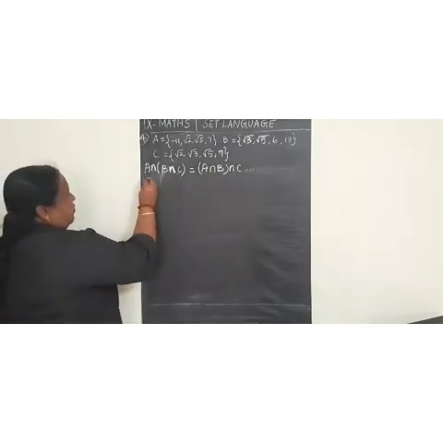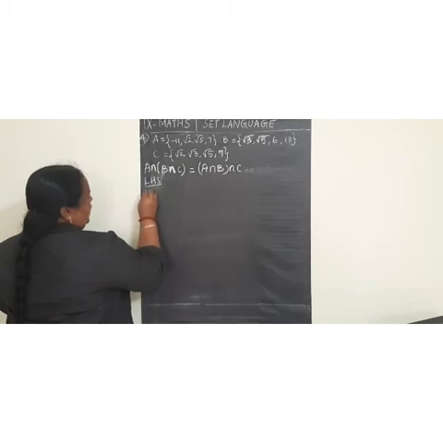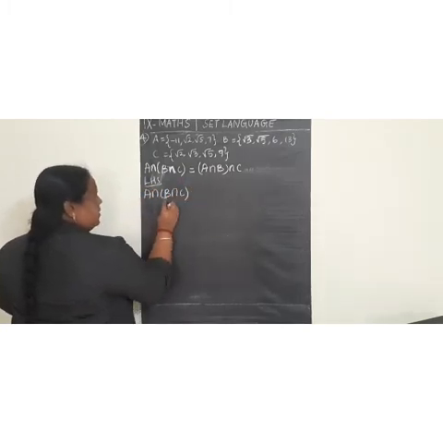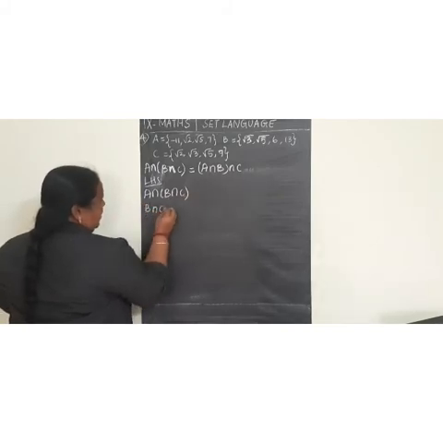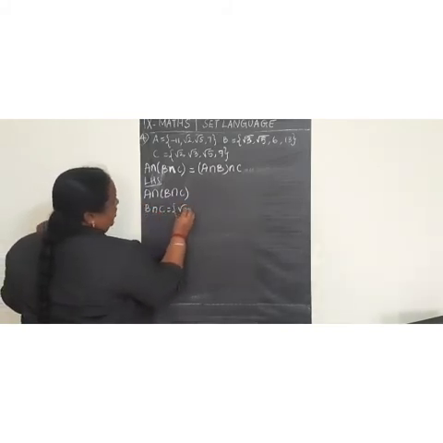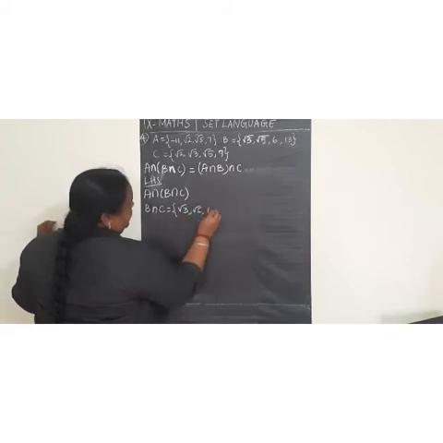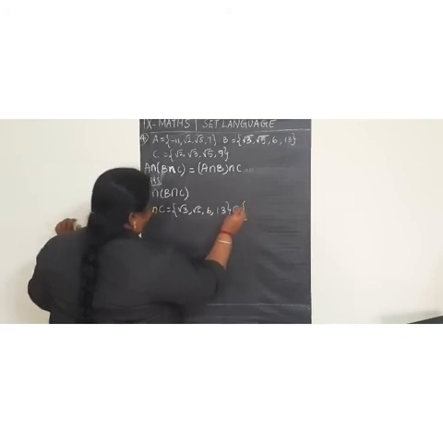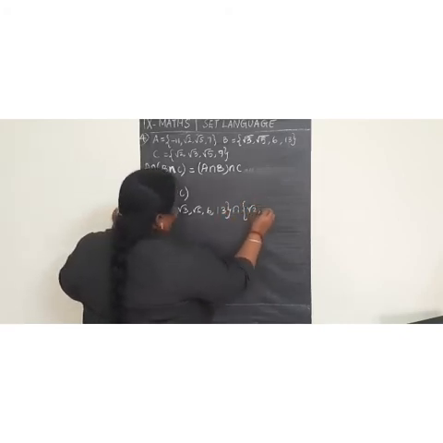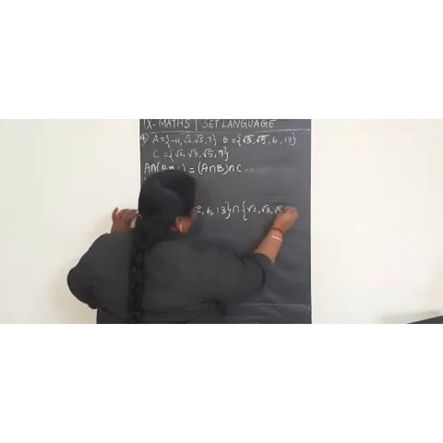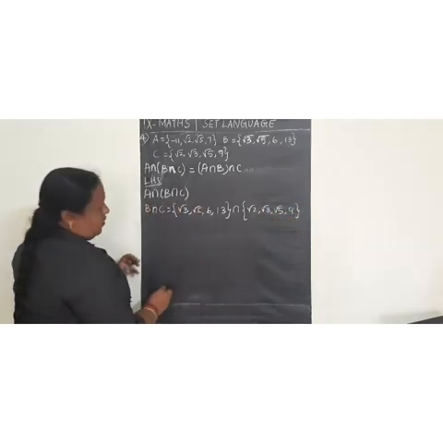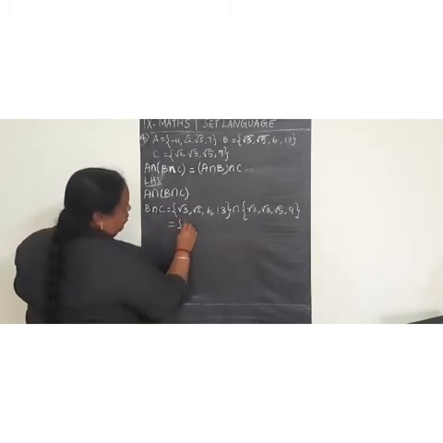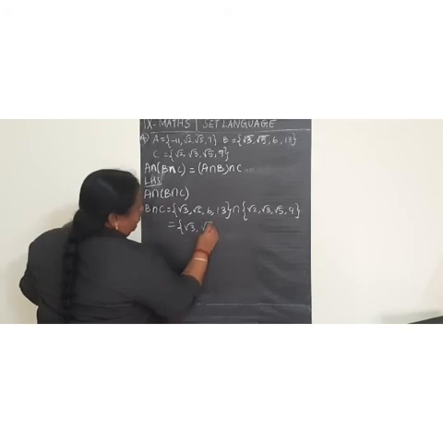First we take the LHS side. What is the LHS? A ∩ (B ∩ C). So first we find B ∩ C. B is {√3, √5, 6, 13}, intersection C, which is {√2, √3, √5, 9}. For intersection we write the common elements. What are the common elements in these two sets? √3, √5.